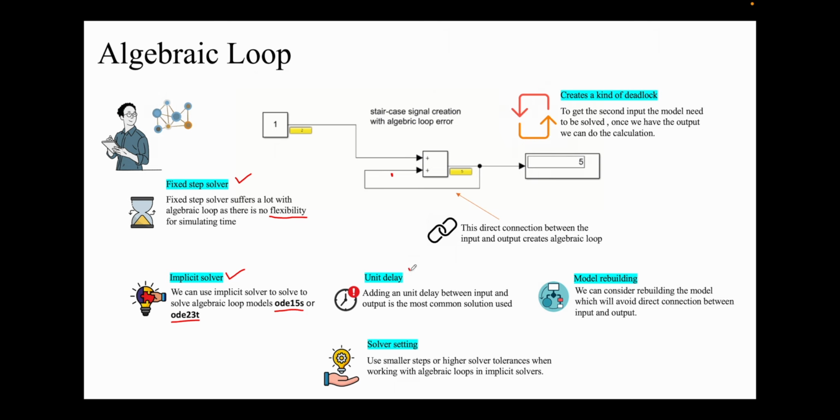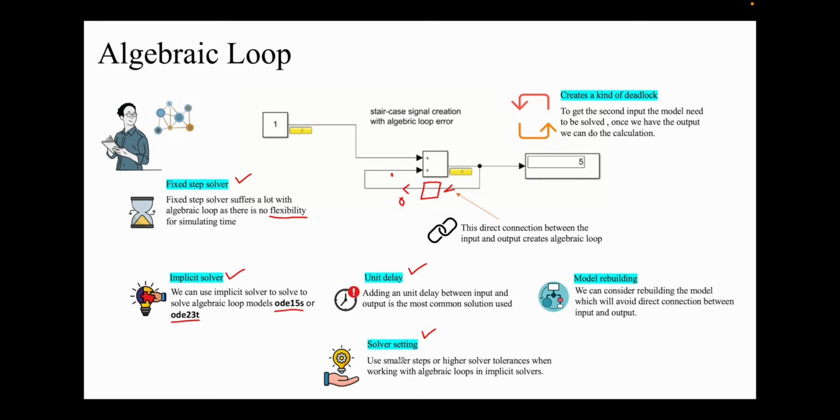Another way that we implemented in our last tutorial in the model is adding a unit delay block. Basically, we are creating a difference between the signal that is coming in here and the one that is going out from here. The initial value we gave as 0. With that, we solved the problem. This is the most common approach that is usually used when we are trying to solve the algebraic loop problem.